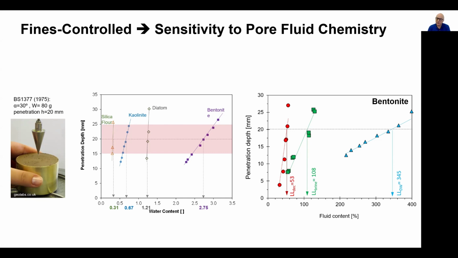And if we do it with decane or kerosene, this is behaving almost like a silt. Even a bentonite that, when you touch it, feels like detergent, so sleek. By the time we mix it with decane or kerosene, it feels almost like a silt or a sand. And that highlights the sensitivity of the bentonite to changes in pore fluid chemistry.